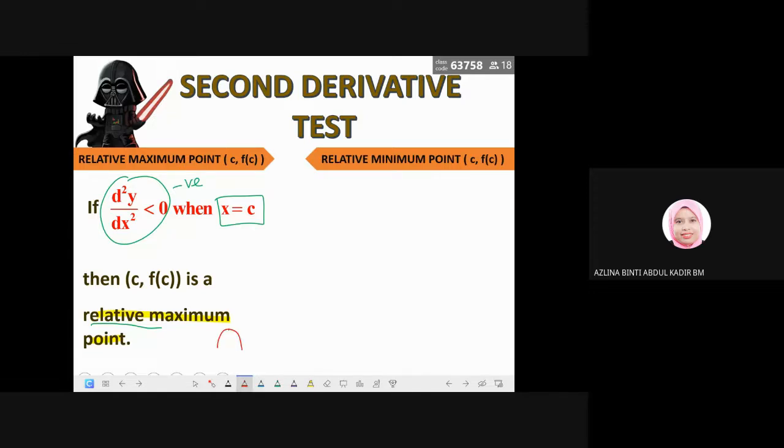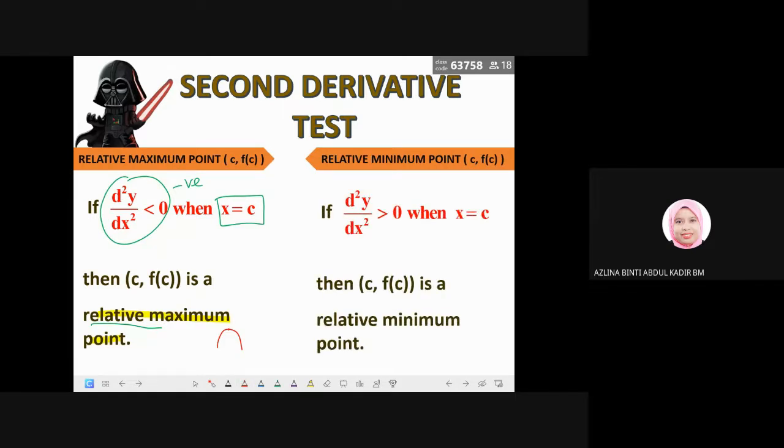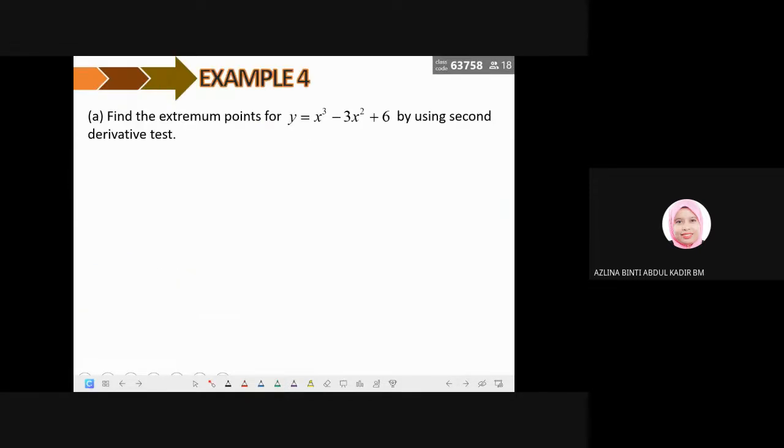So maximum point. For minimum point, if d squared y dx squared greater than 0, that is positive, when x is equals to c, then c, f(c) is a relative minimum point. Positif senyum. Bila senyum, muncullah minimum point. Boleh ingat? Positif senyum, masam negatif. Hafal tu.